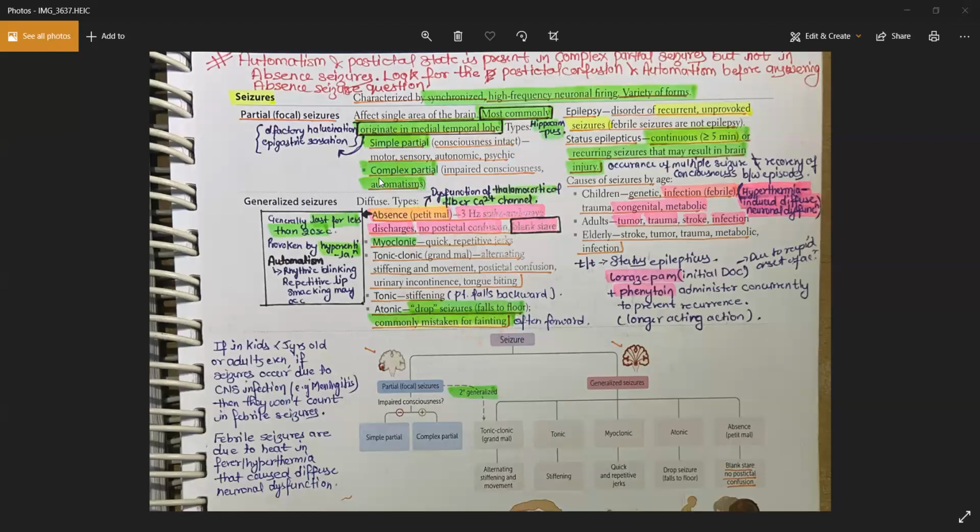Now the similar thing can also happen in the absence seizure. The patient will have a history of a blank stare in both cases. So how will you tell whether the patient is having a complex partial seizure or an absence seizure?